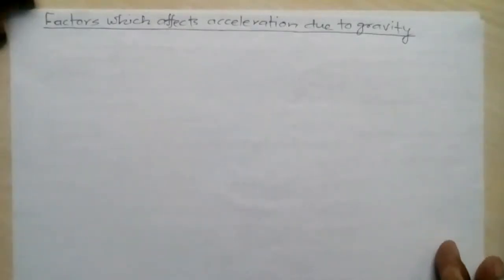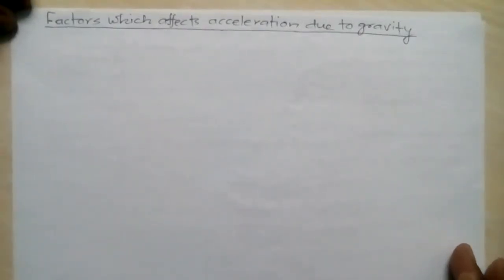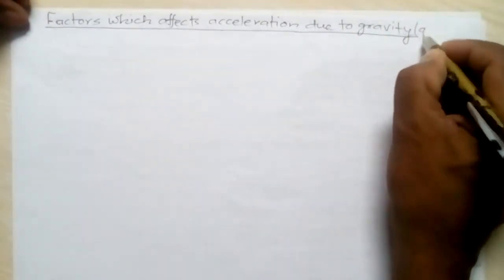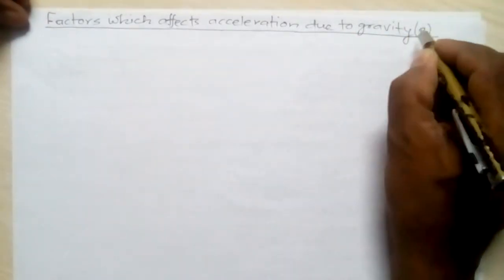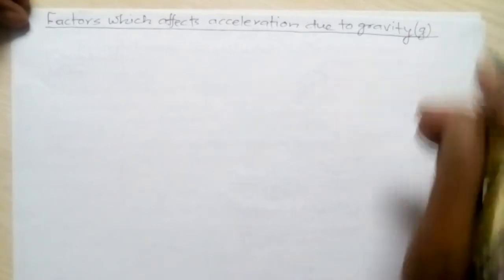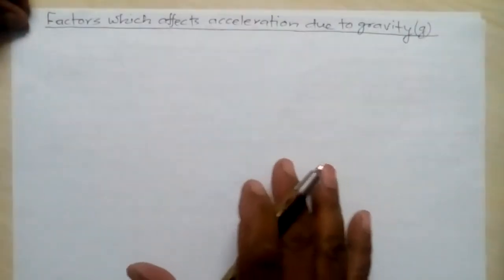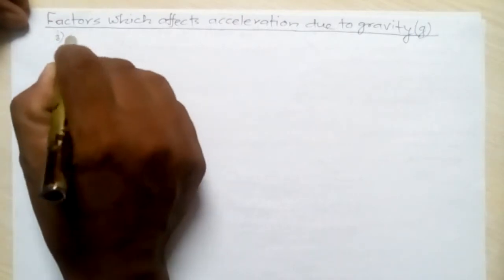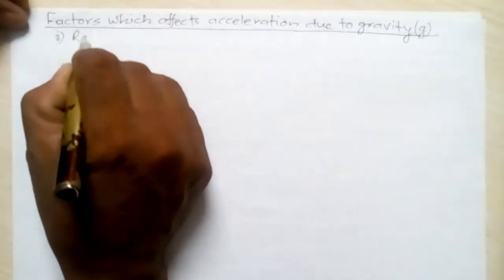There are different factors which affect acceleration due to gravity. This acceleration due to gravity, we know it is denoted by g, and this value of g depends upon different factors. What are those factors? Number one, radius of the earth.